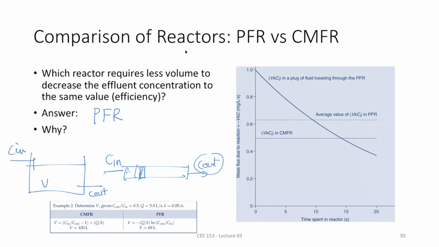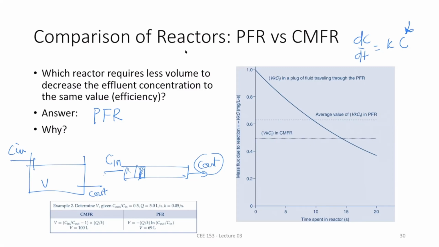The question is, if your goal is to have the same decrease in concentration, same C out, which requires less volume? PFR requires less volume. That means more efficient. The reason is, think of what reaction is. If you have a first order reaction, dC/dt = -kC, the reaction rate depends on the concentration of contaminants. If you have high concentrations, the reaction rate will be much faster. Things react very quickly because the reactants find each other more efficiently.